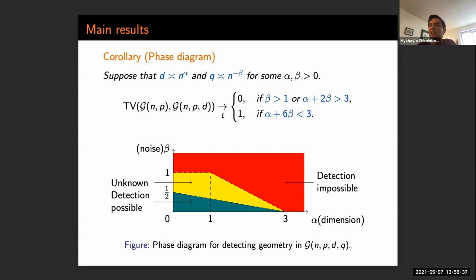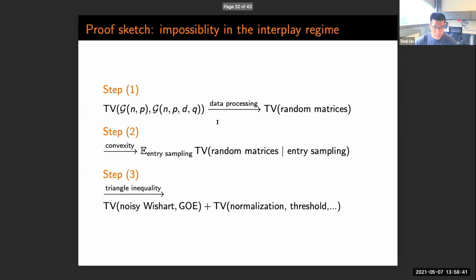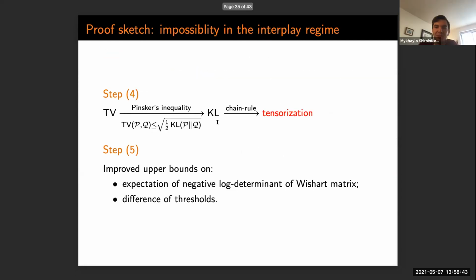So maybe in your first proof sketch, you mentioned some improved random matrix results. Can you comment on that? So what exactly is the result? Yeah, so we made a couple of improvements to get better bounds. As I mentioned, initially we didn't get a good bound on this one. So there are two major improvements I have highlighted here. The first one is the expected negative log determinant of Wishart matrix.